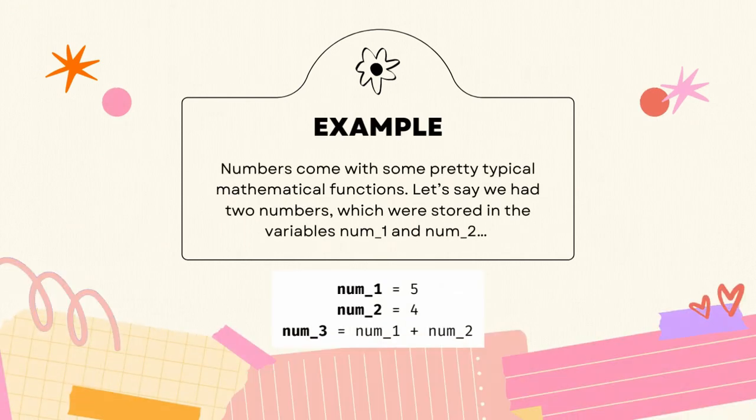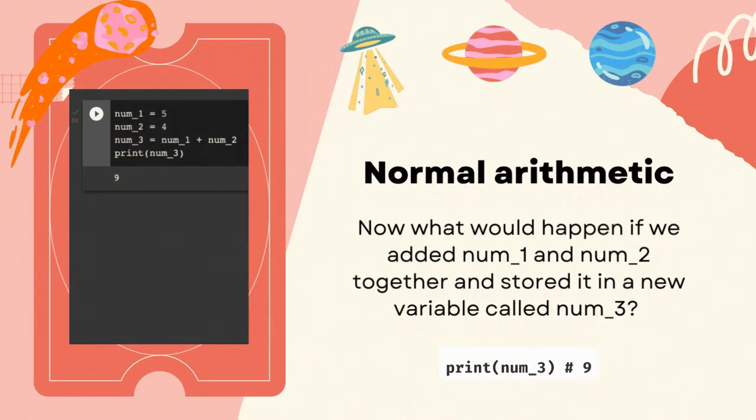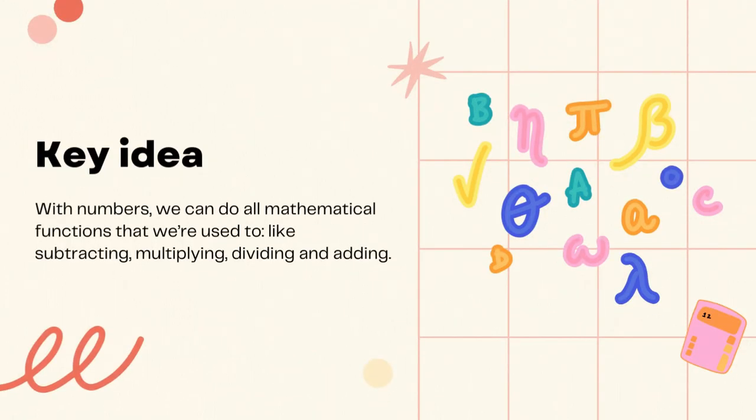So let's say we had two numbers, which were stored in the variables number1 and number2. Num1 equals 5 and num2 equals 4. Now, what would happen if we added num1 and num2 together and stored it in a new variable called num3? Well, as we can understand, this is going to give us back 9. This makes a lot of sense. All we're doing is adding two numbers together and seeing a result that we expect. With numbers, we can do every single mathematical function that we're used to, like subtracting, multiplying, dividing, and adding.